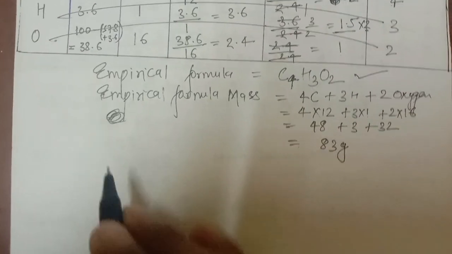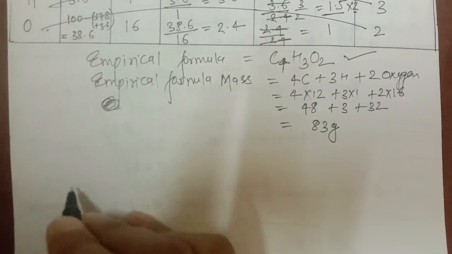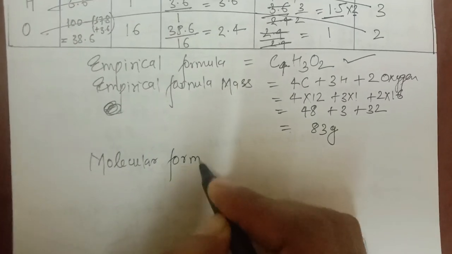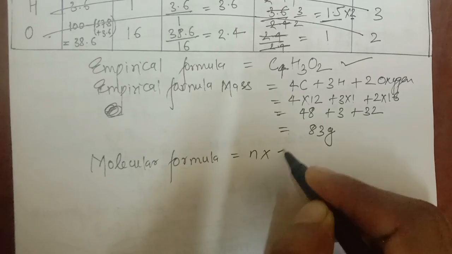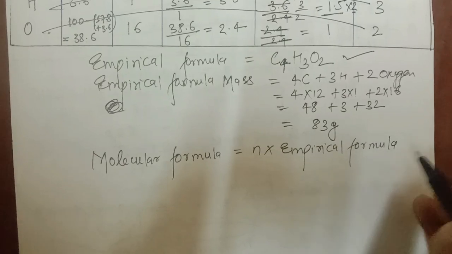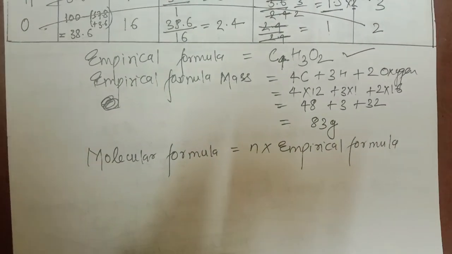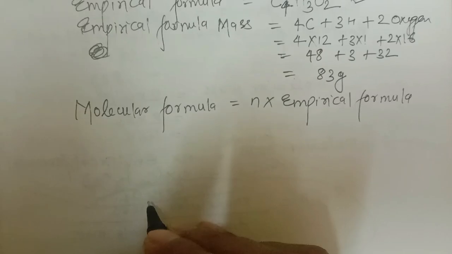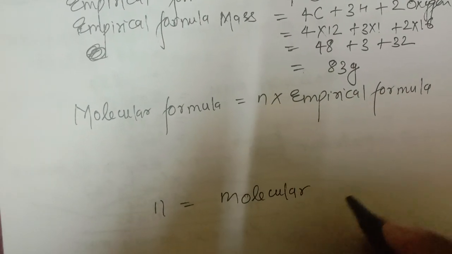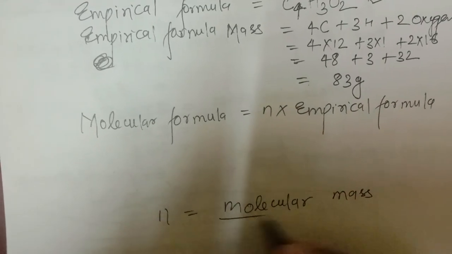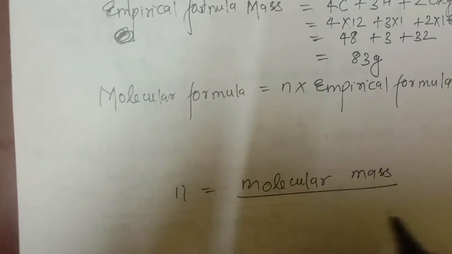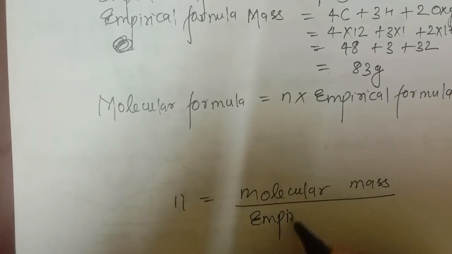Now we have to find out the molecular formula. Our aim is to find out the molecular formula only. So molecular formula equal to N into empirical formula. But we don't know the value of N. So first we will find N equal to molecular mass upon empirical formula mass.